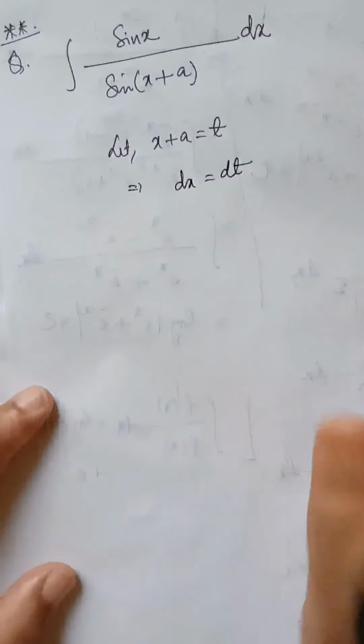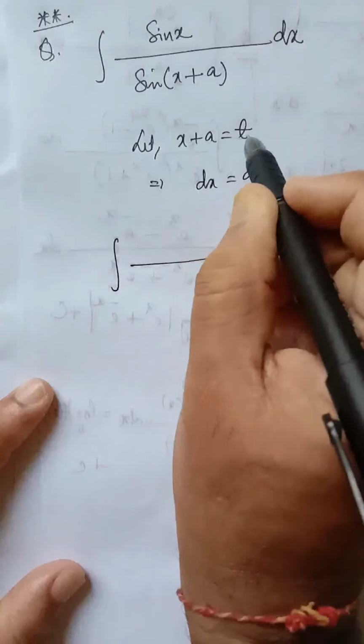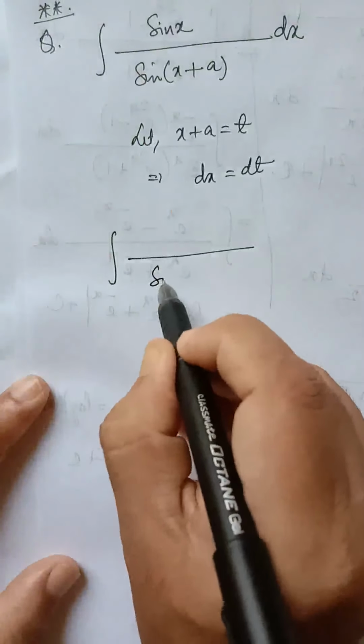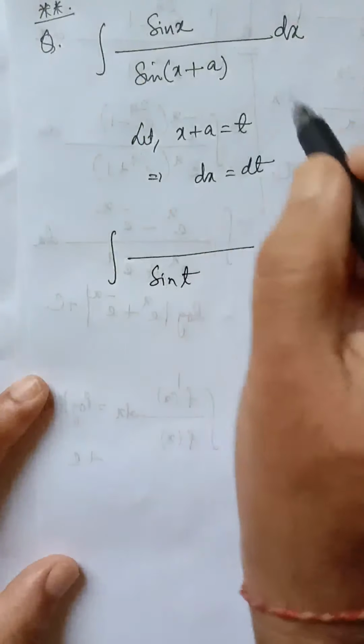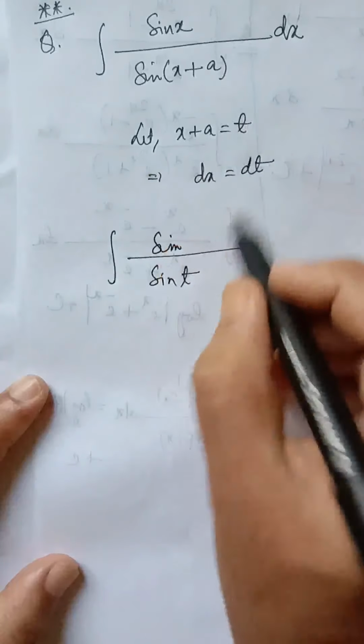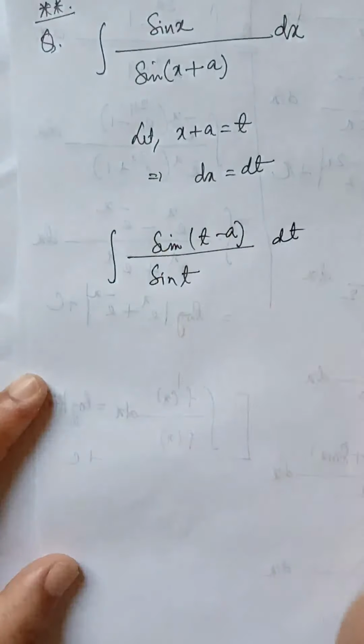Okay. Now if we put x plus a equal to t, our variable will change from x to t. Denominator will be sine of t and numerator will be sine of x, which equals sine of t minus a. dx is equal to dt.